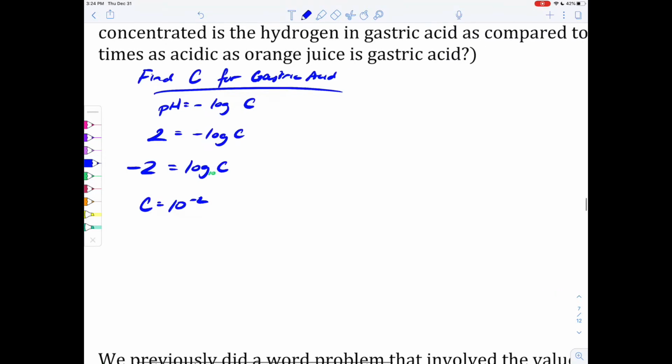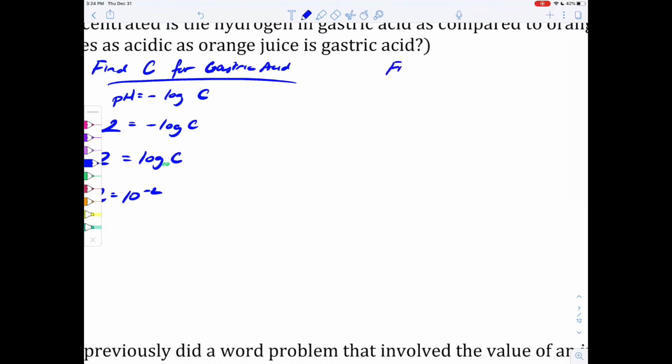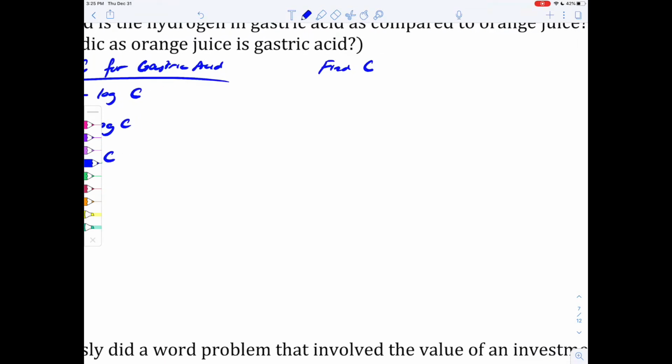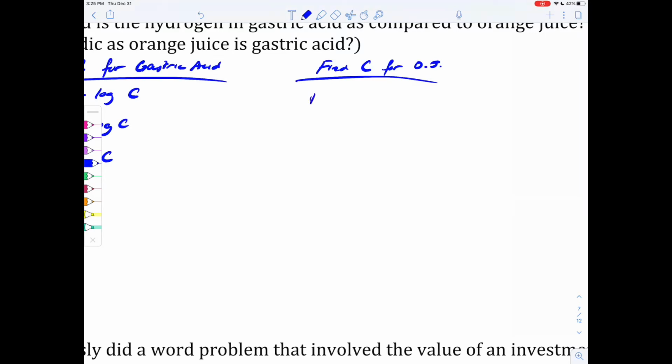We can also find the concentration of hydrogen ions for the orange juice using the same formula, that the pH is negative log C. pH of OJ is 3.5.